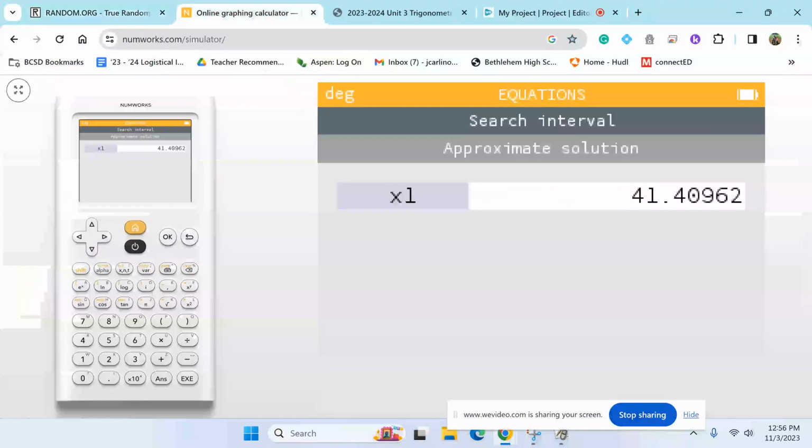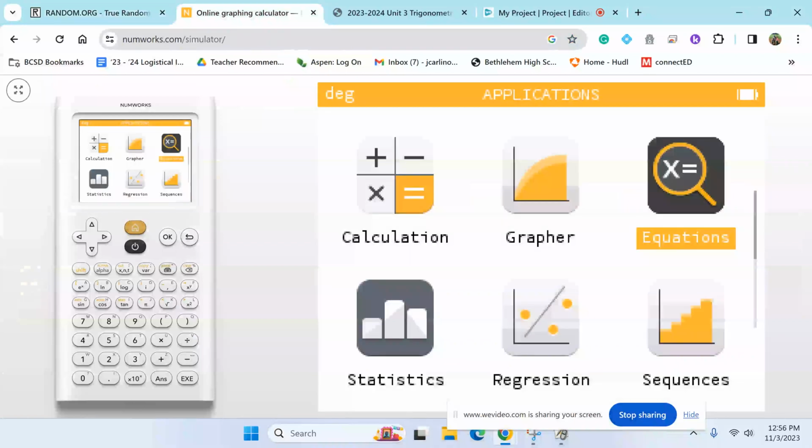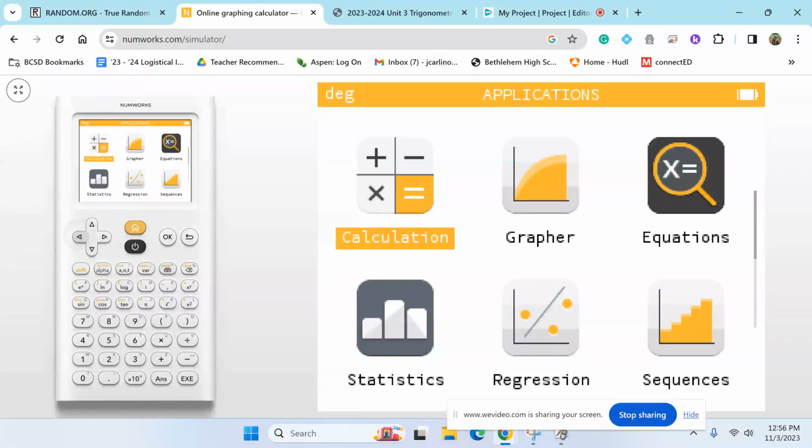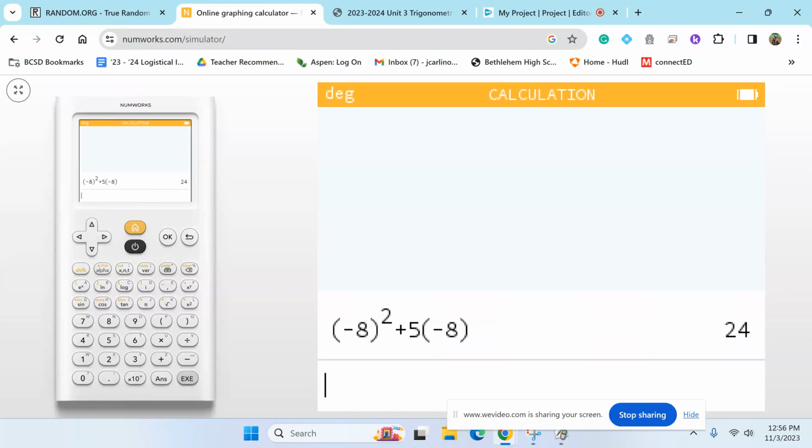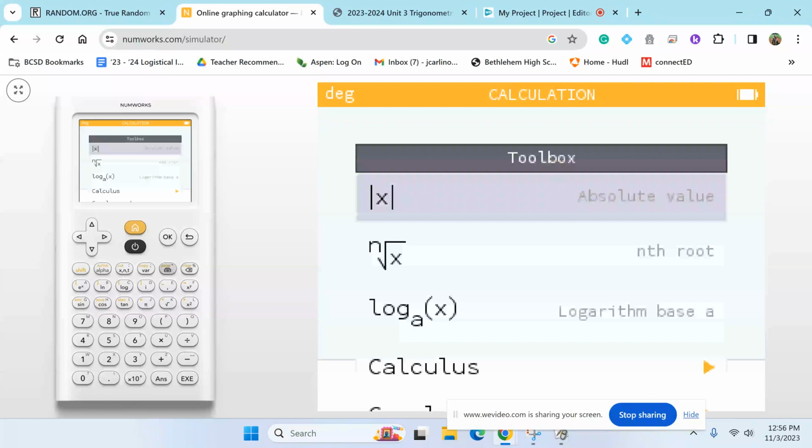I actually just learned this yesterday. I had no idea either. Do you see right here that looks like a toolbox? It's called the toolbox. Everyone see that button right there? We hit that button. Why can't I get it? Oh, I got to go to calculation. Okay, I'm learning from you guys. So we go to calculation, toolbox.